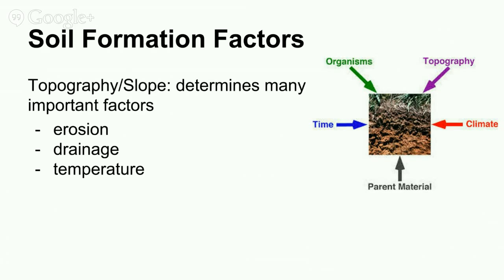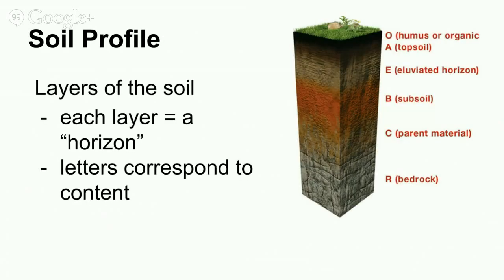Drainage, same thing. Steep slope, all the water is going to run away really quickly. If you're at the bottom of a dip or a valley, the water is going to sit there for a really long time, and that's going to have a big influence on how the soil forms. Temperature is mostly which way the slope is facing, so how much sunlight it's getting. And so that'll influence the chemical reactions and also the plants that can grow there.